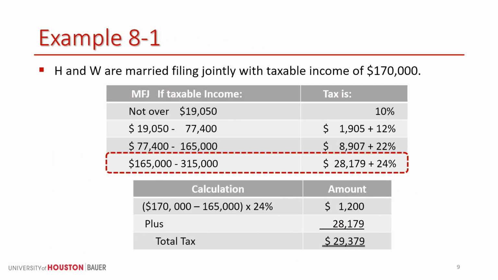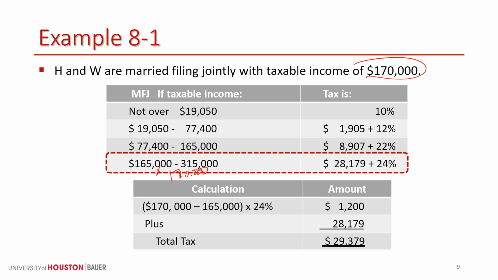This is a calculation for someone's ordinary income tax, so their taxable income in this instance is $170. There's no special items. We'll look at special items in just a moment. So the calculation is really quite straightforward. We're going to find the appropriate bracket. In this case, 170 falls right between the 165 and the 315.